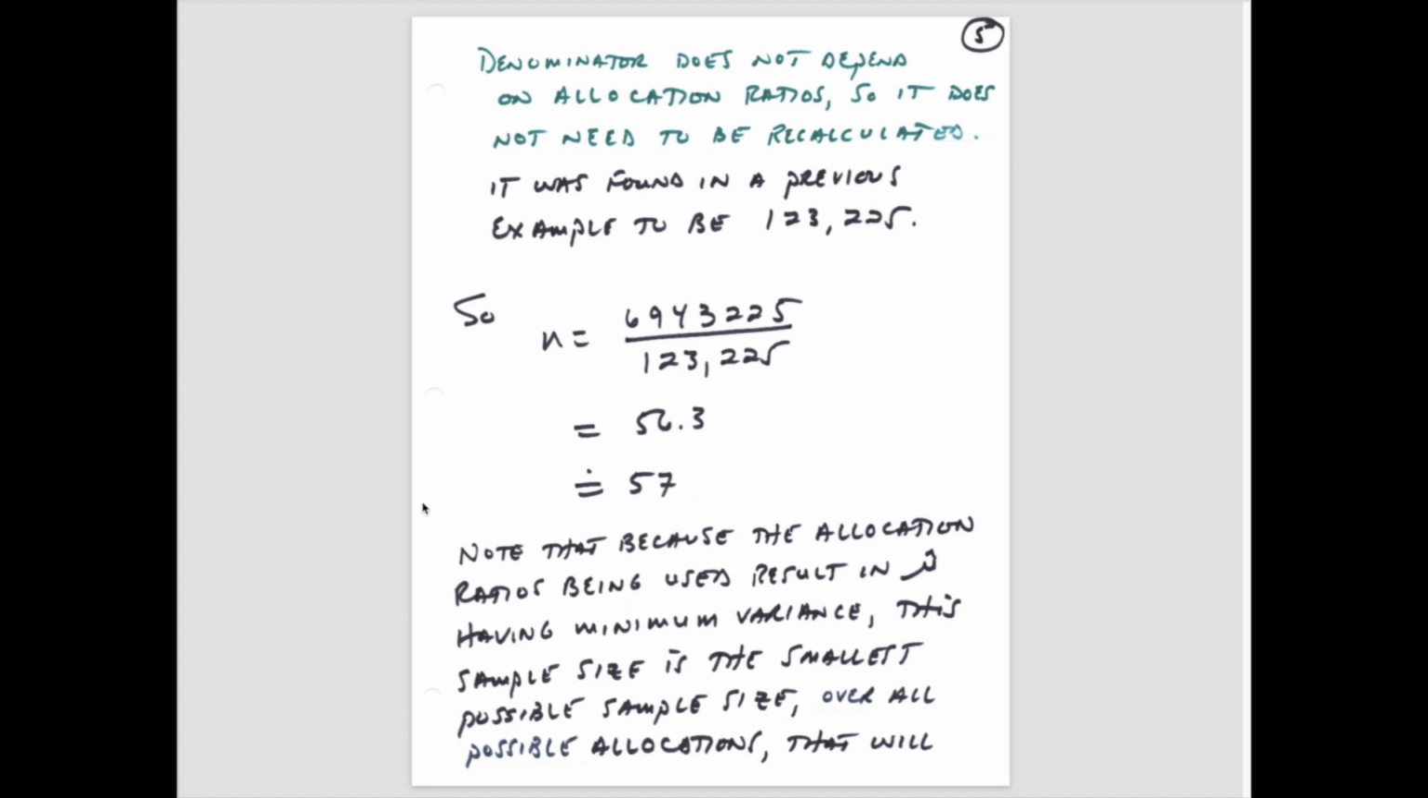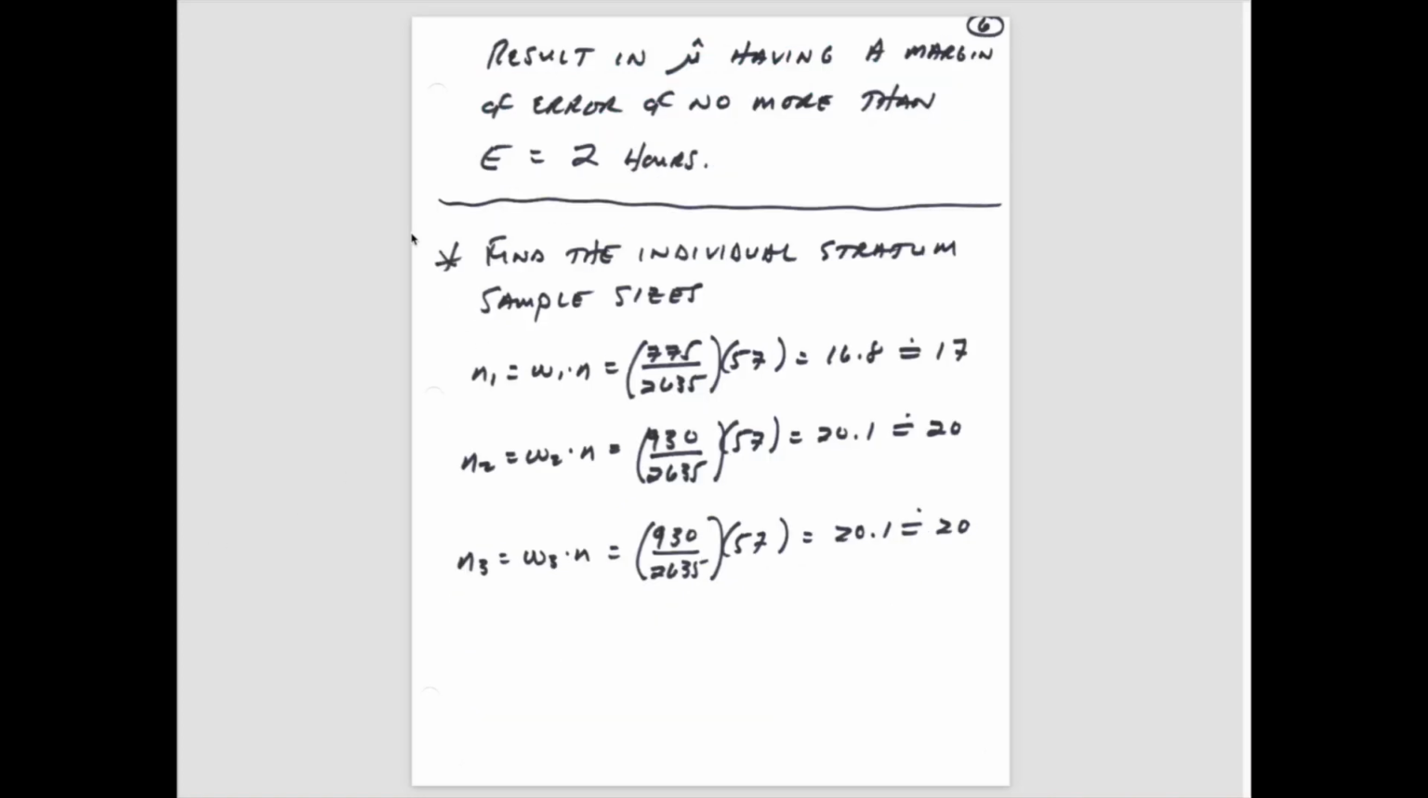All right, and so note that because the allocation ratios being used result in mu hat having the minimum possible variance, this sample size is the smallest possible sample size over all population allocations that will result in mu hat having a margin of error of no more than 2 hours. And again, we're realizing here that this is an approximation. All right, we may need to tweak it once we calculate the actual margin of error.